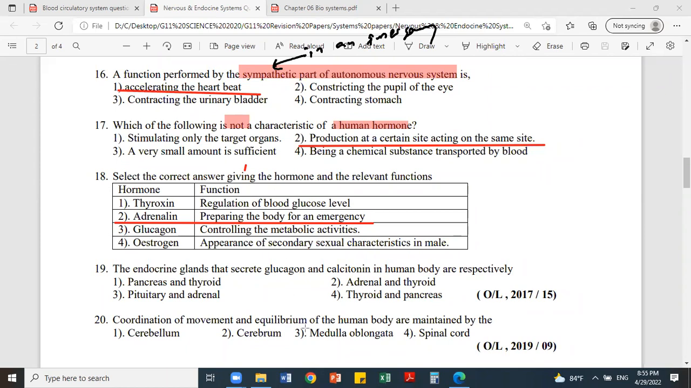So it's there in the textbook also. Nothing new. Answers. Now the last MCQ, the 20th one.